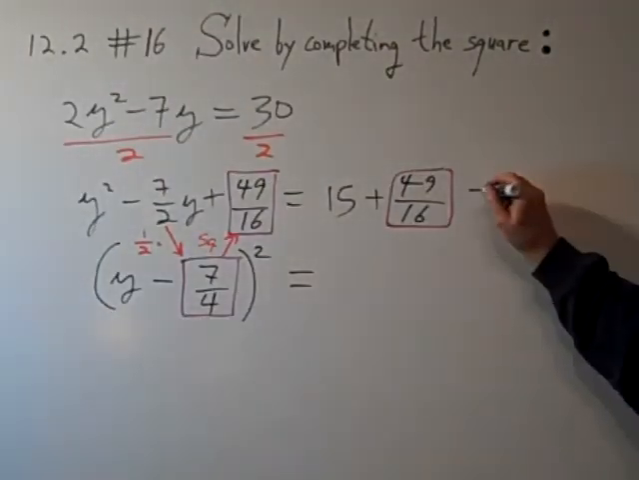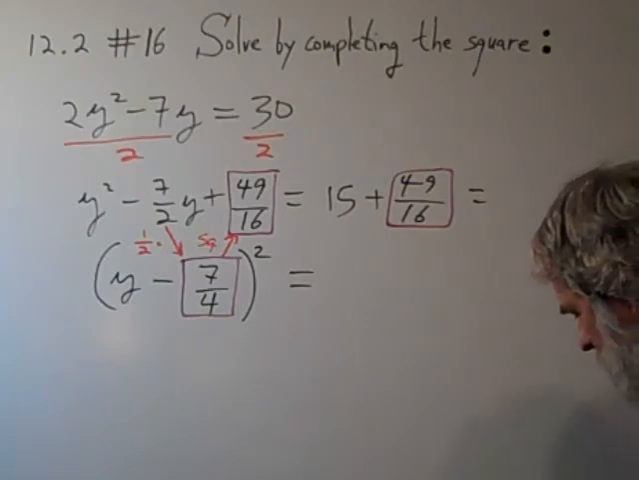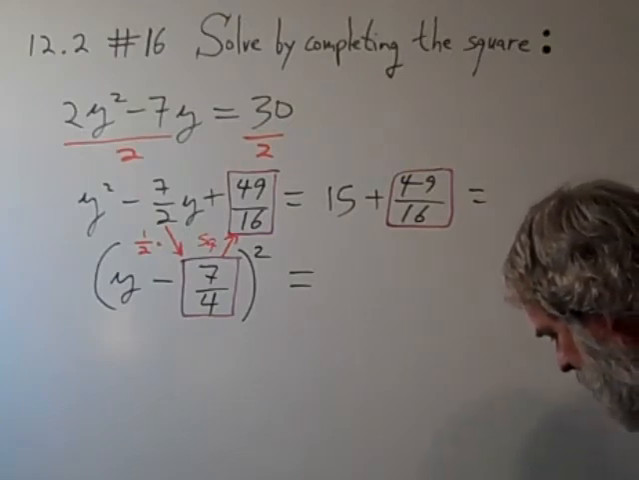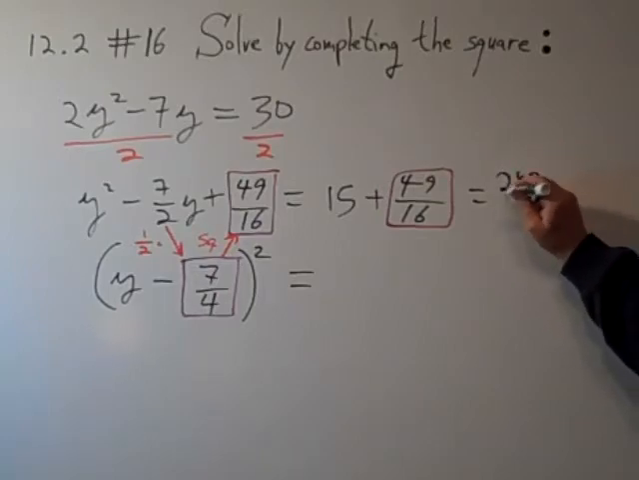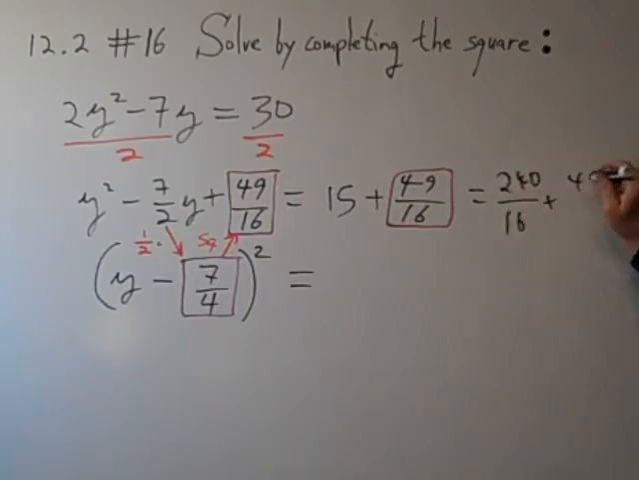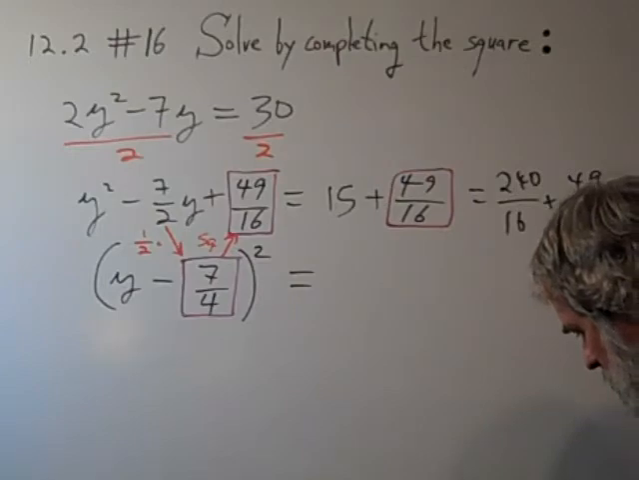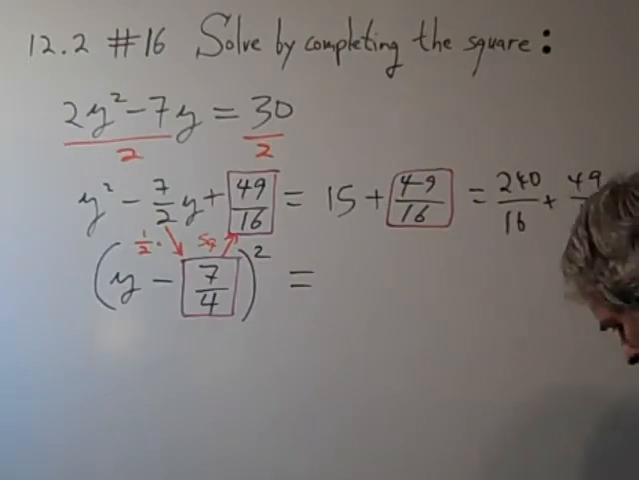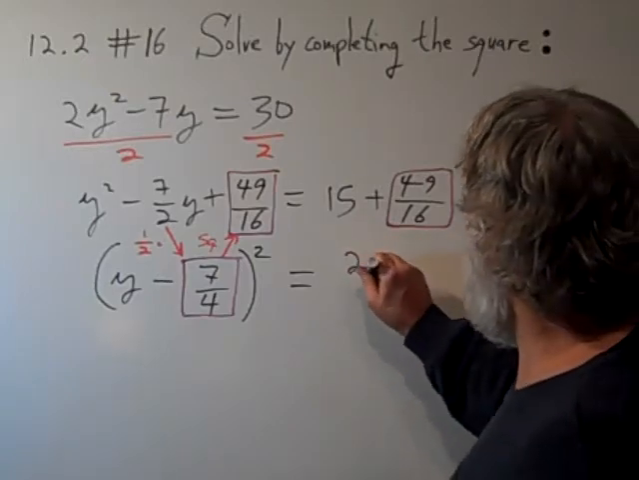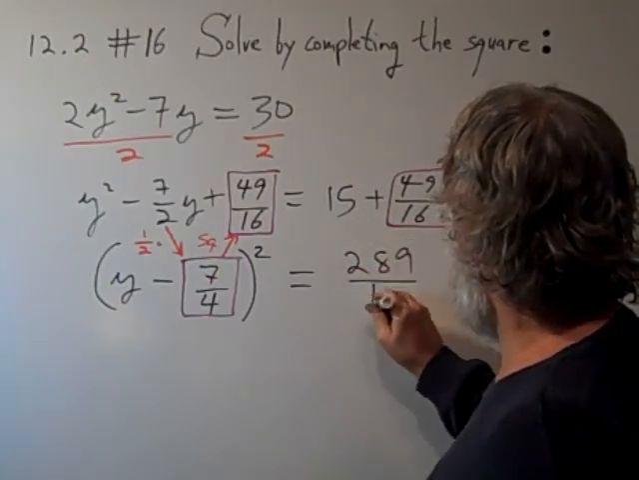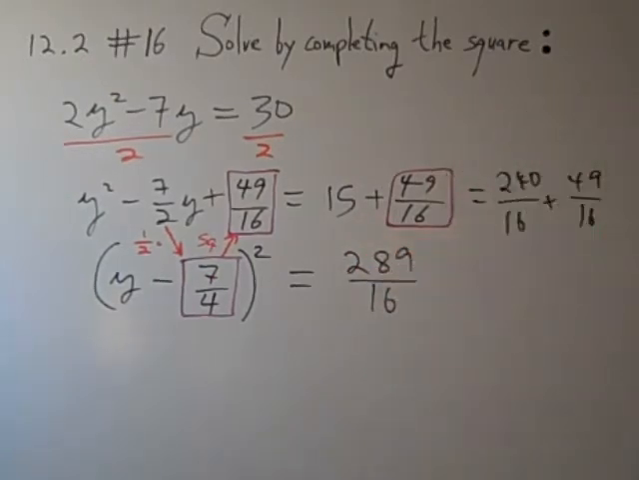Now 15 is how many sixteenths? It's 240. So this is 240 sixteenths plus 49 sixteenths. So this adds up to 289 sixteenths.